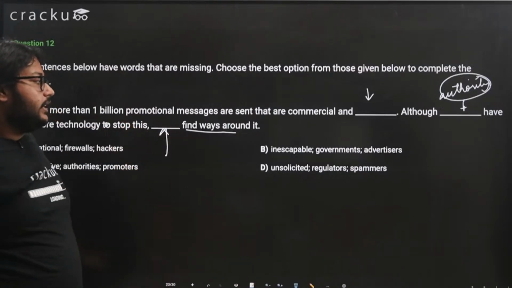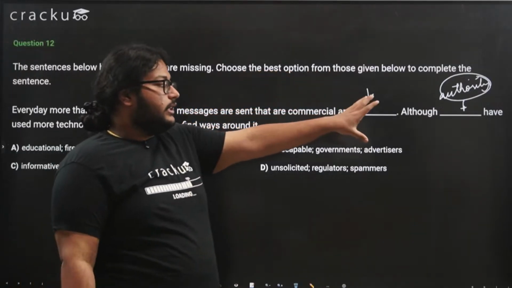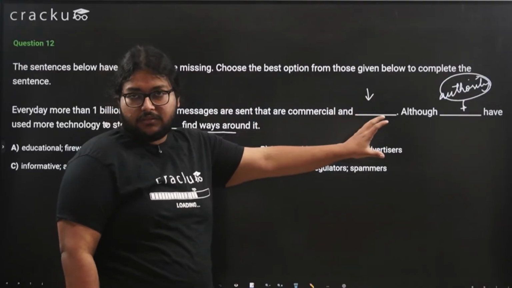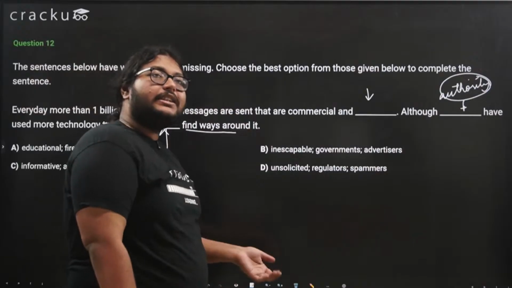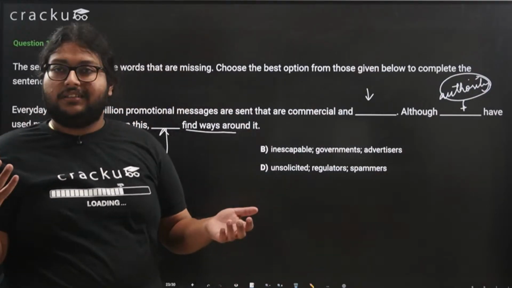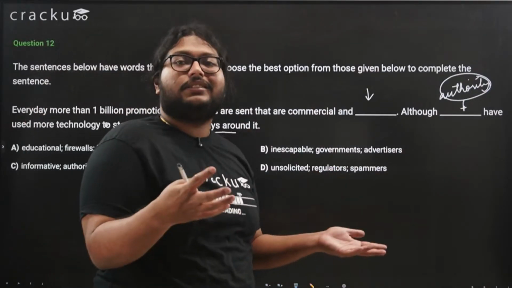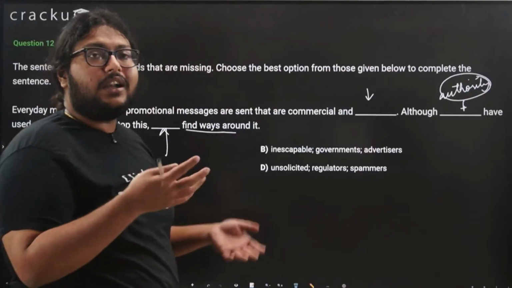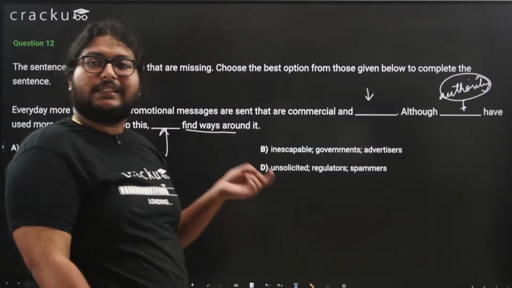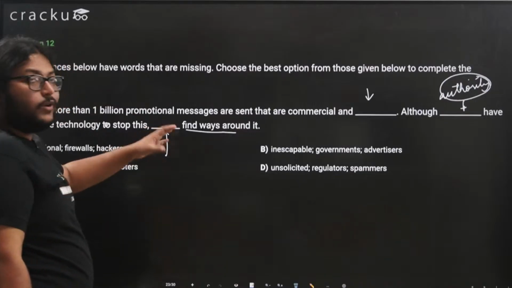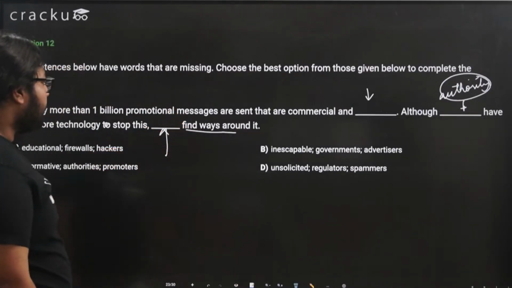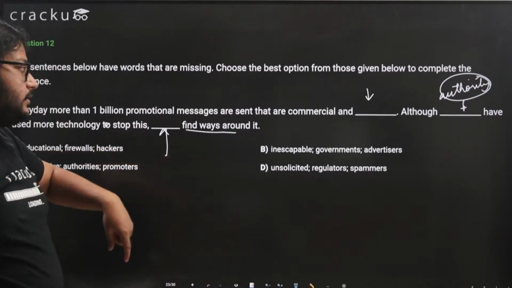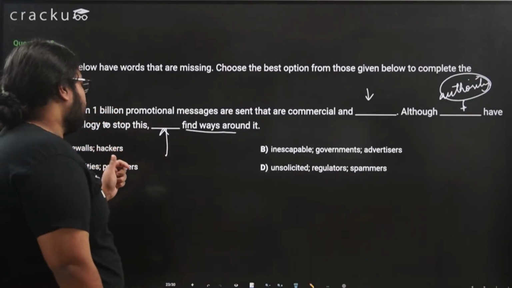One thing we can infer, that if some authority is trying to stop something and people are finding ways around it, it would mean that it is somewhat illegal, right? It is something illicit which is not supposed to be done. Somewhat of that sense we want a word. Okay, now let's read through the options, because we've understood what the sentence is about.